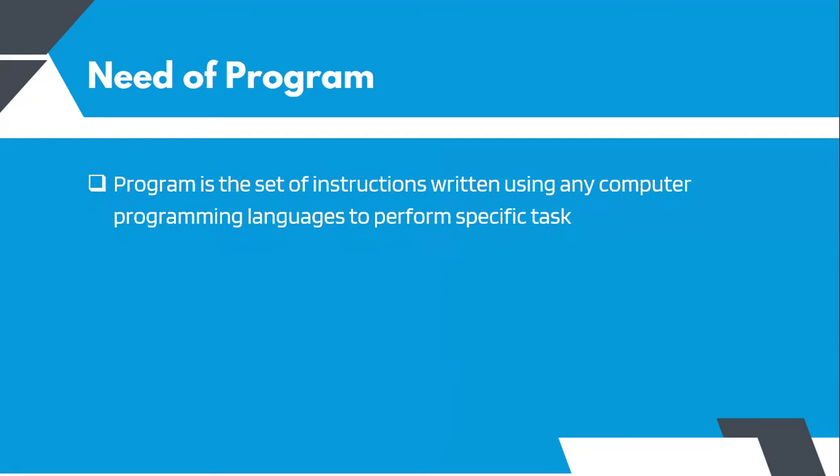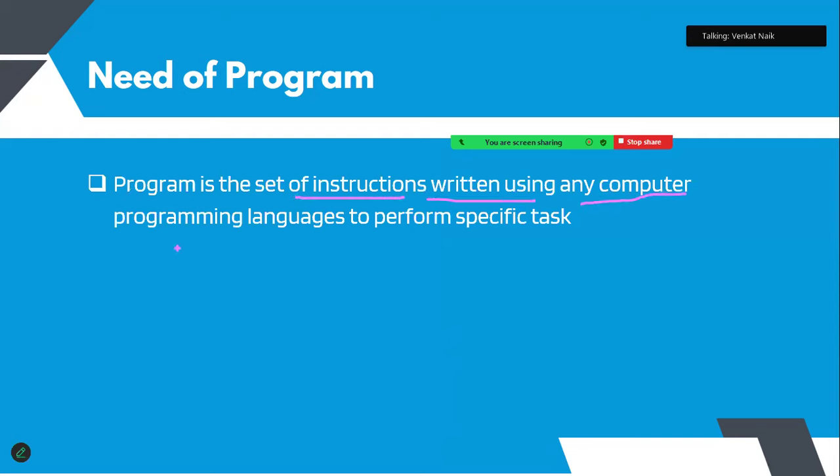Okay. Obviously, in this process, we have to test an application either manually or automatically. If you test an application manually, hardly 1-2 applications per day you can test. You cannot test 1 lakh applications per day. Therefore, what is the need for a program here? A program is defined as a set of instructions written using any computer programming language to perform a specific task. This is the definition of a program.